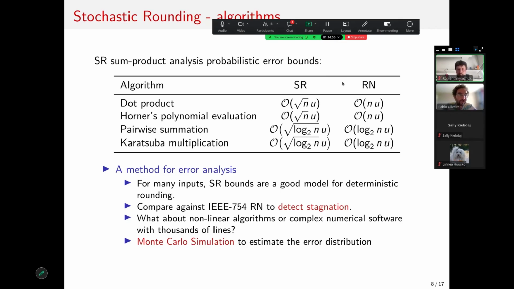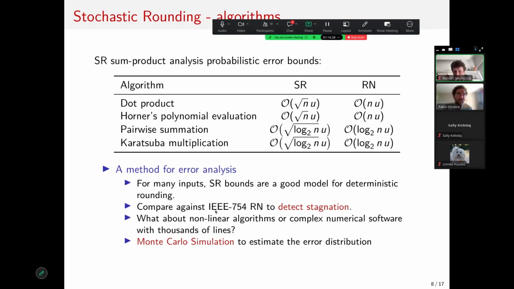Okay, but how can we use this on real codes? Because this gives very nice properties for a small computation kernel. But when you get a big Fortran code, big C++ code with thousands of lines, how can we model things? Well, one idea is actually to use stochastic rounding as a model of deterministic rounding to see what happens with your IEEE code. We have to be careful.